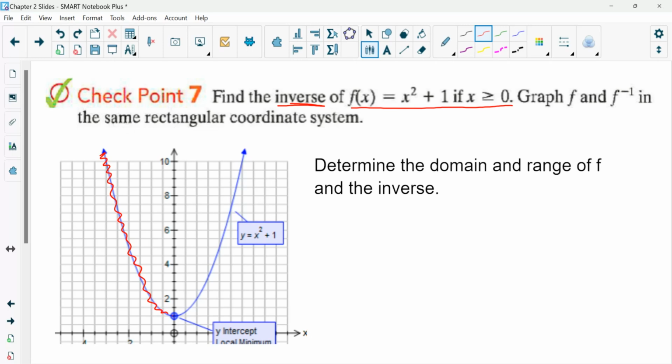Because if we had that full parabola, would the inverse be a function? No. But now that I got rid of this half, is the inverse going to pass that horizontal line test? Yeah. Okay, and that's what we wanted. We want that inverse to be a function, so we had to get rid of half of it. Alright, so now as we try to find the inverse, first thing I'm going to do, change that f of x to a y, and we switch our x and y.